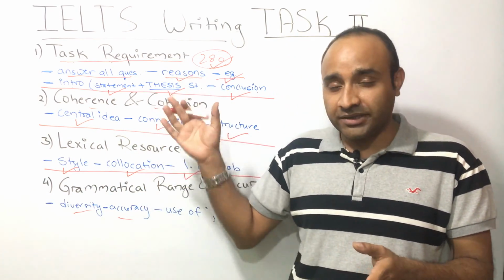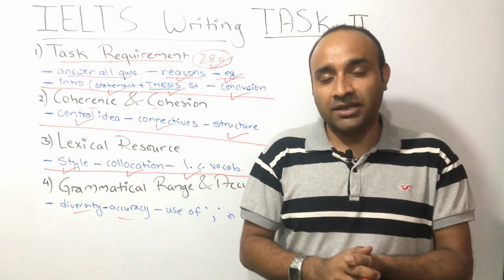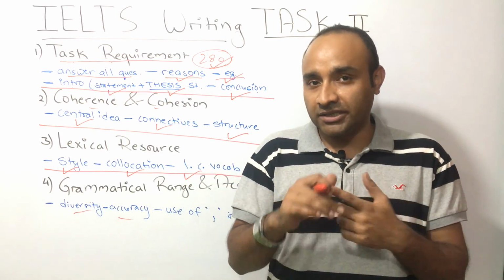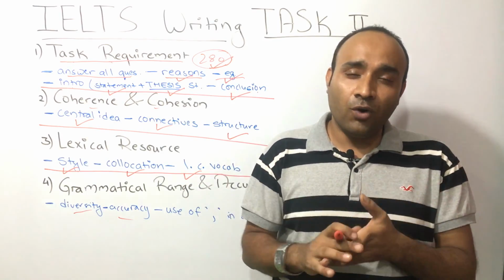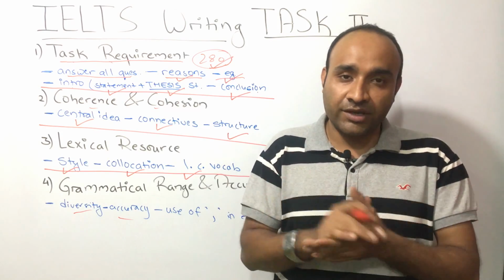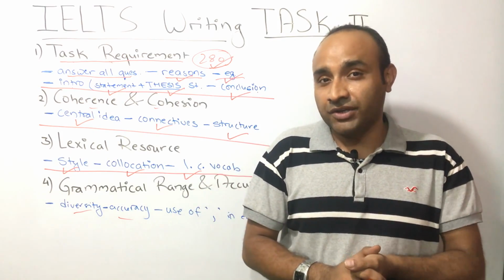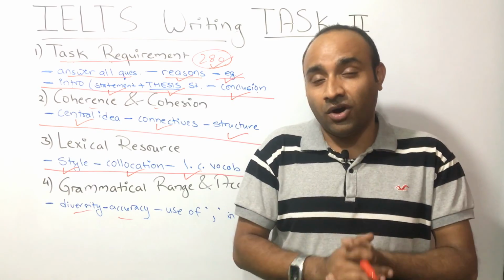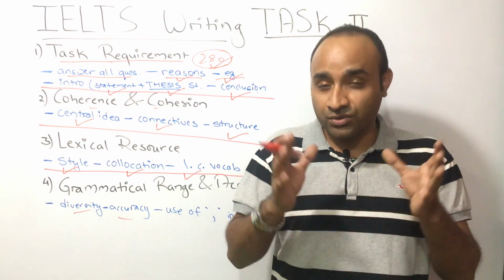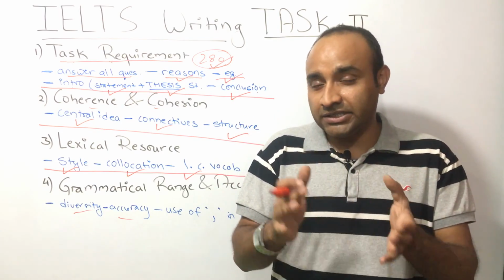Okay, so these were the criteria under which British Council marks your test, writing task 2. Well, there are 4 major types of questions that are asked frequently. I will do another video where I am going to explain all of them to you and tell you how to structure your essay for each type of question.